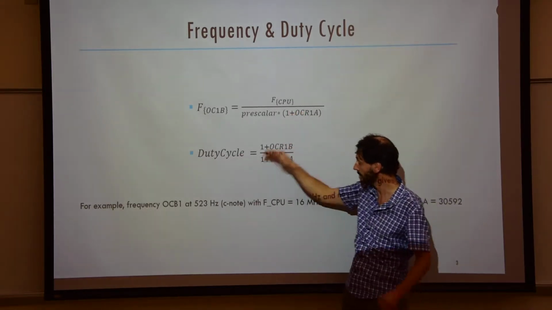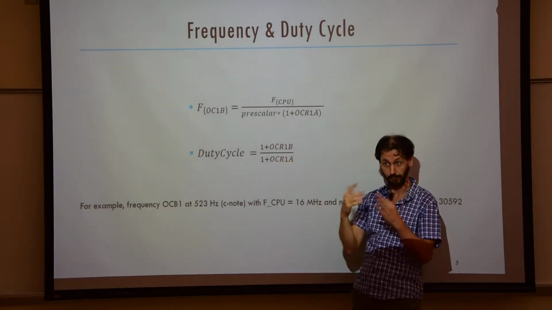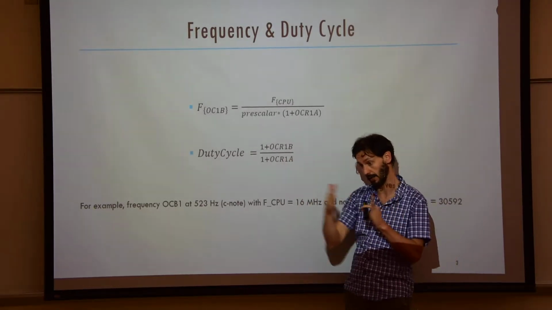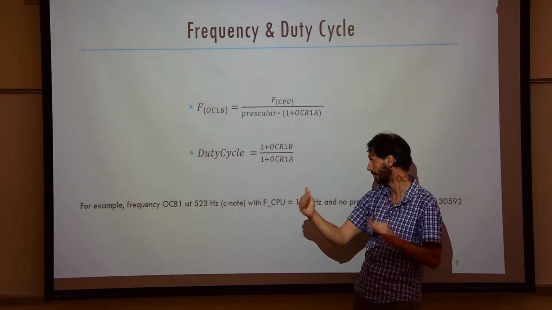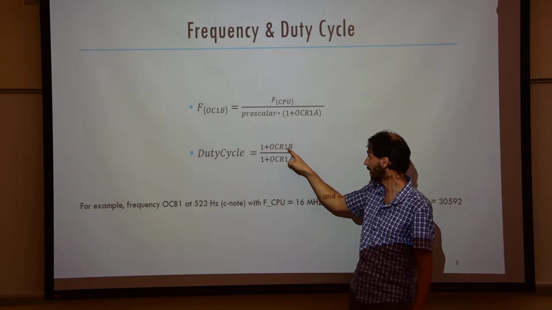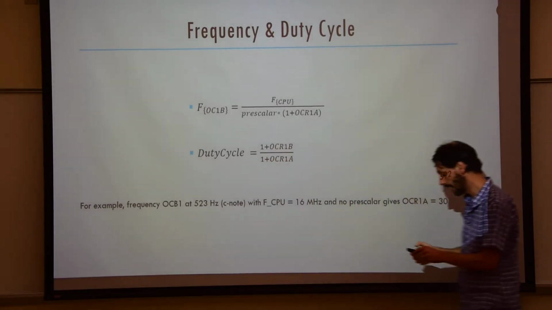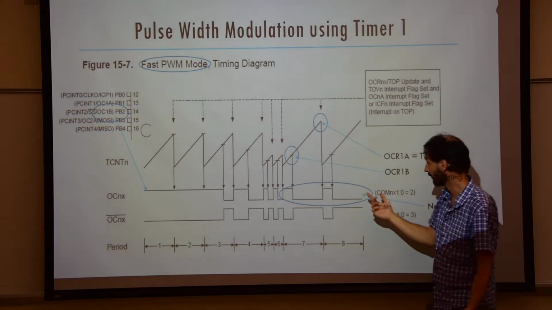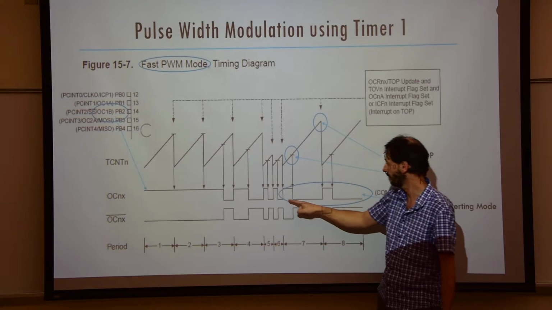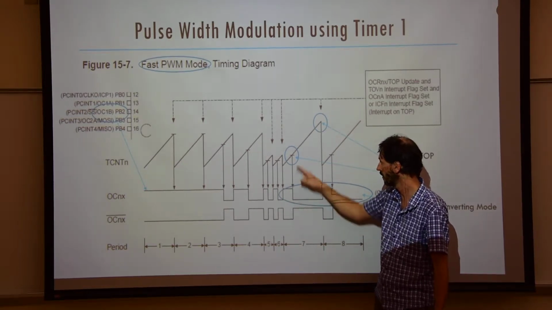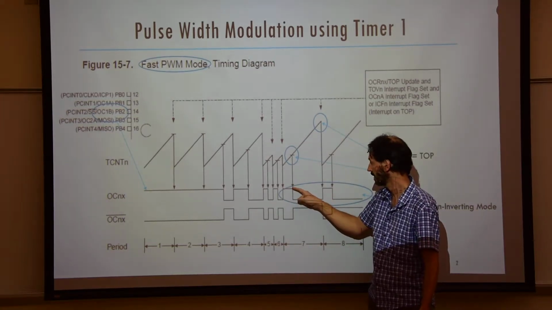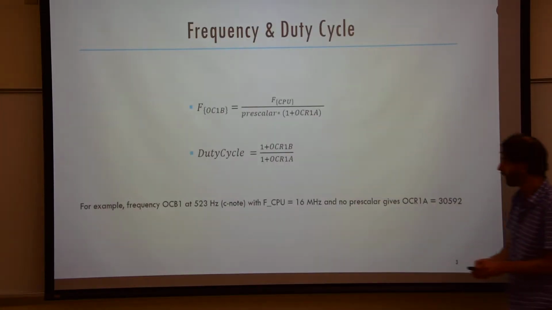The duty cycle, the fraction of time within such a period that the value is high, is then 1 plus OCR1B divided by 1 plus OCR1A, because 1 plus OCR1A is actually the length of the sawtooth, while 1 plus OCR1B is the portion until it matches the value in that register, during which the output signal is high.